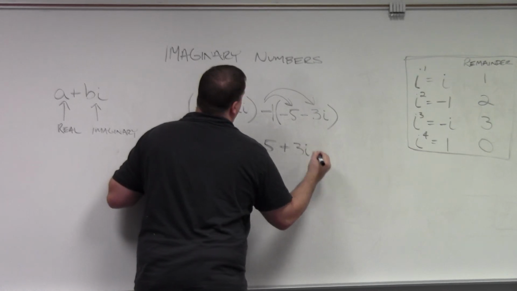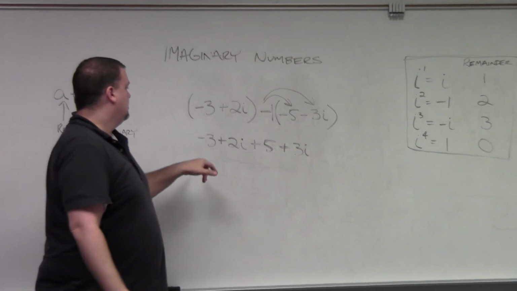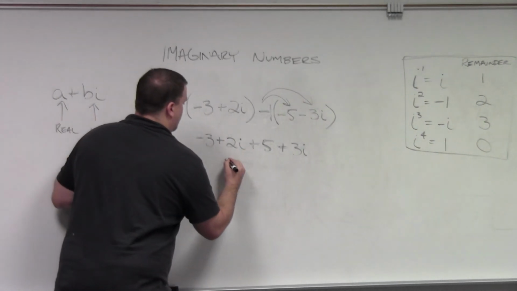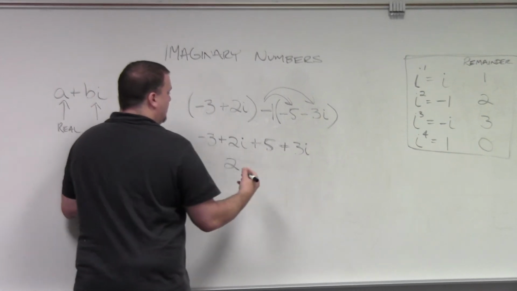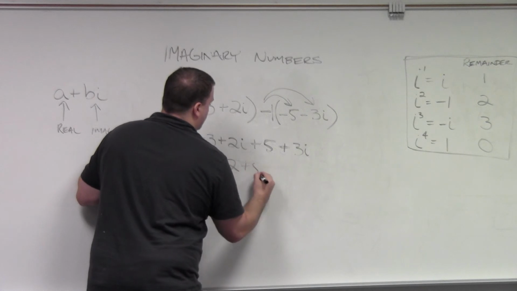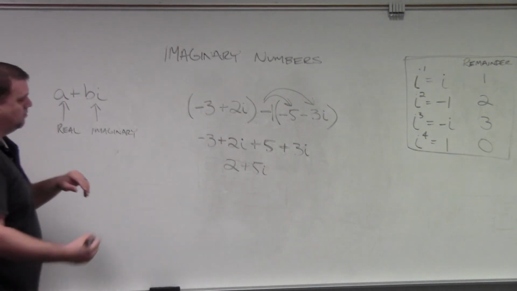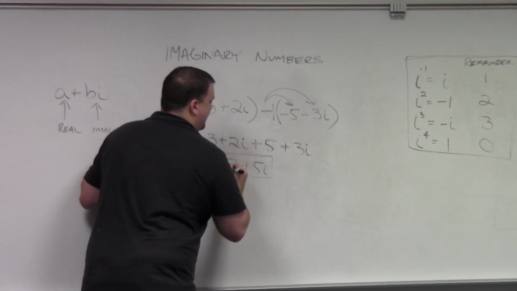And then I'm back to what I did in the previous problem. We're just going to add together like terms again. So negative 3 plus 5 is 2. That's our real part. Adding our imaginaries, 2i plus 3i is plus 5i. Is it in standard form? Does the real part come first? Yes, we're done. Piece of cake.